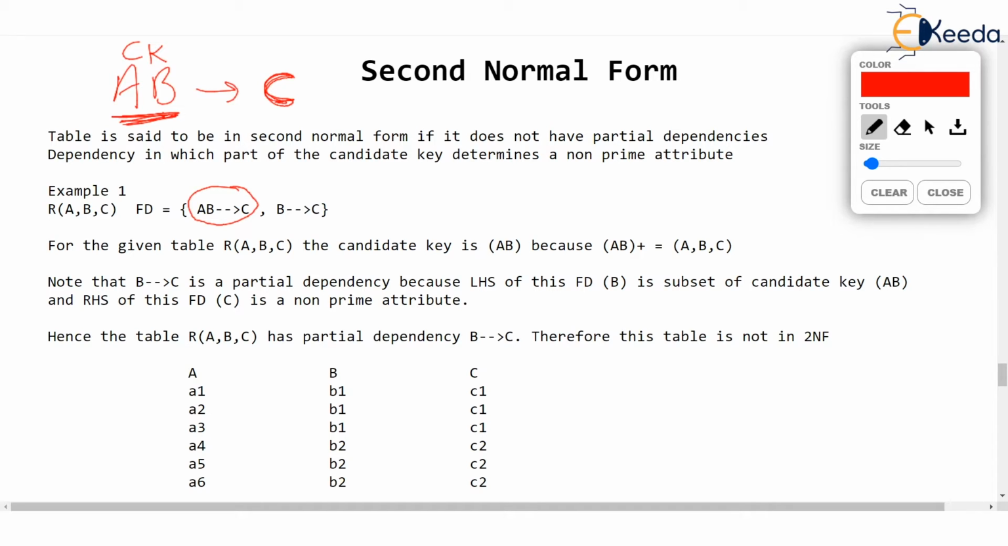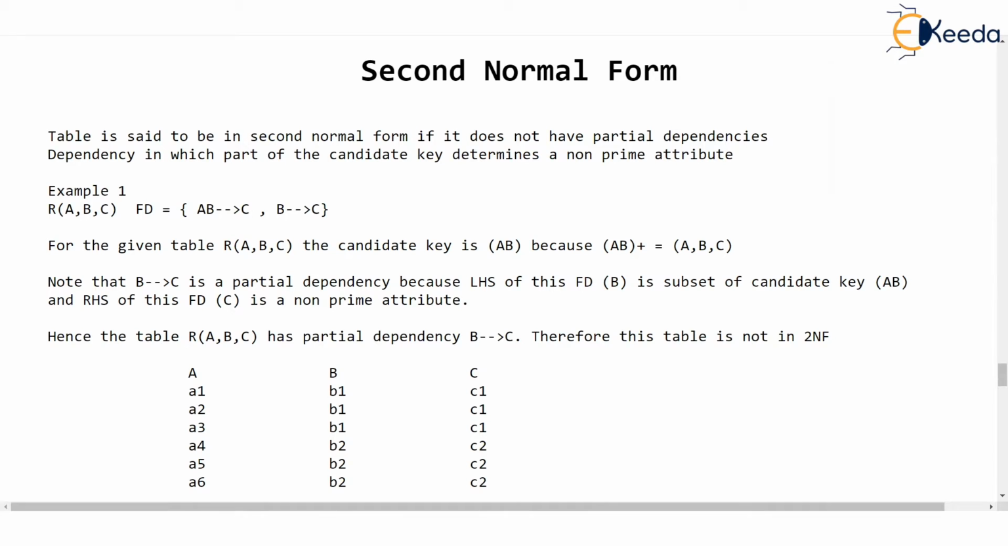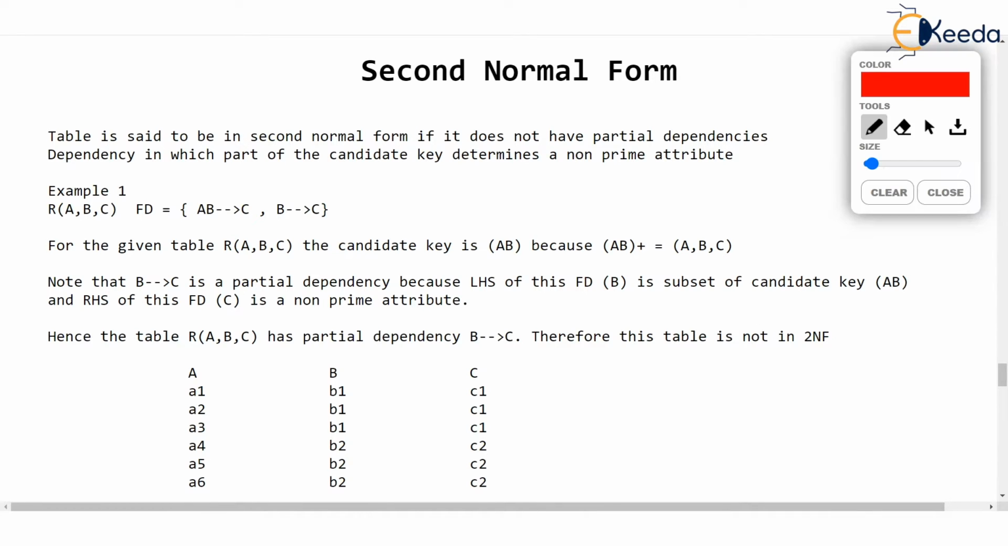So what is partial dependency? The left hand side may be part of the candidate key, and the right hand side may be a non-prime attribute. So whenever part of the candidate key determines a non-prime attribute, it is known as partial dependency. So this is not partial, but this is partial. So this table ABC with three attributes has a partial dependency, I'll write it as PD. This table is not in second normal form.